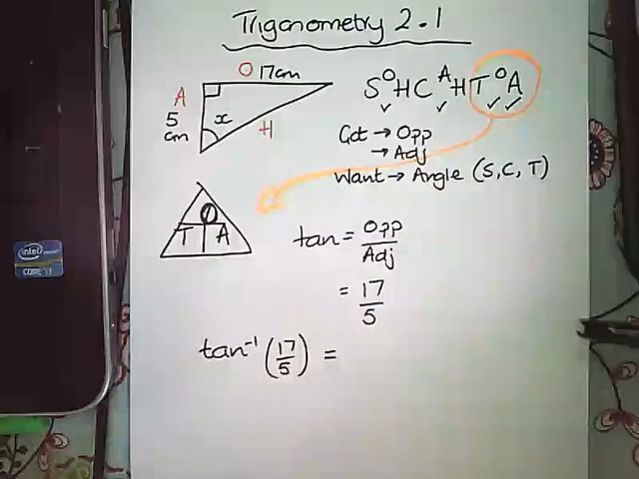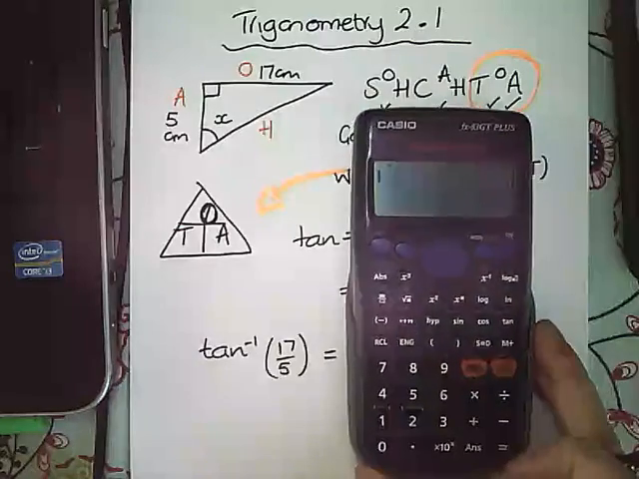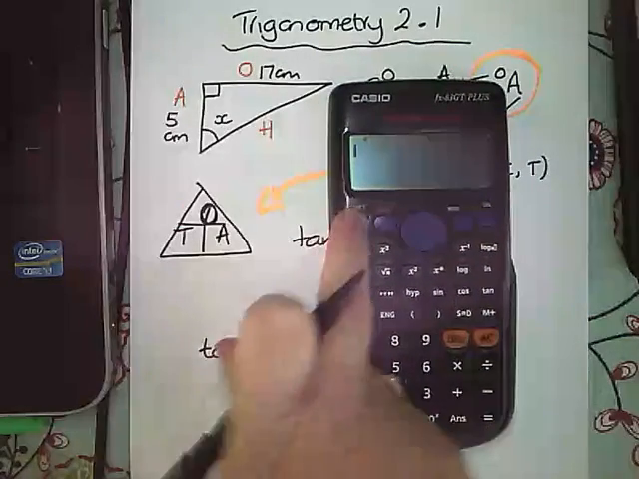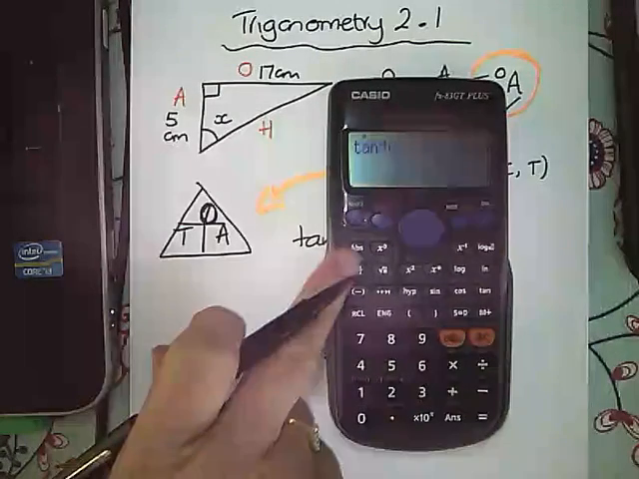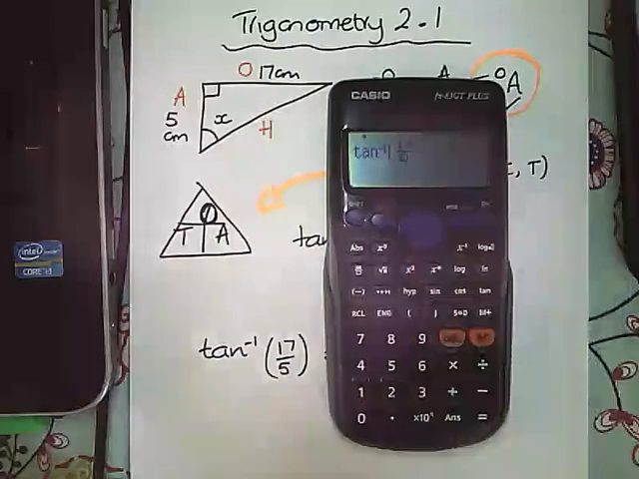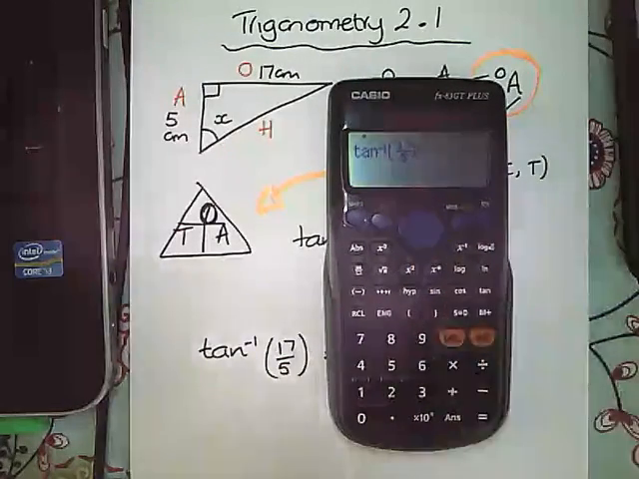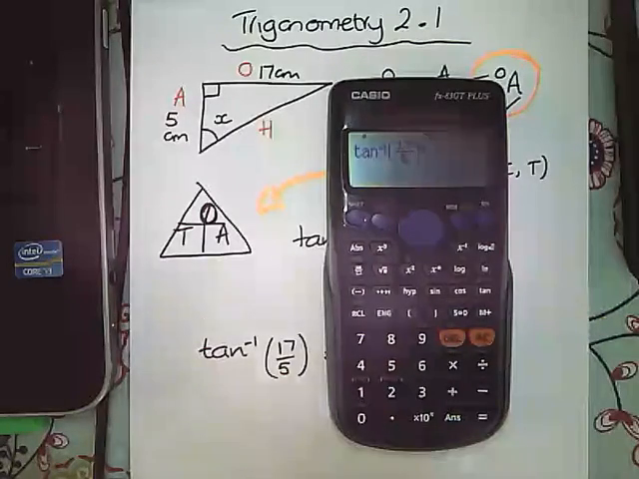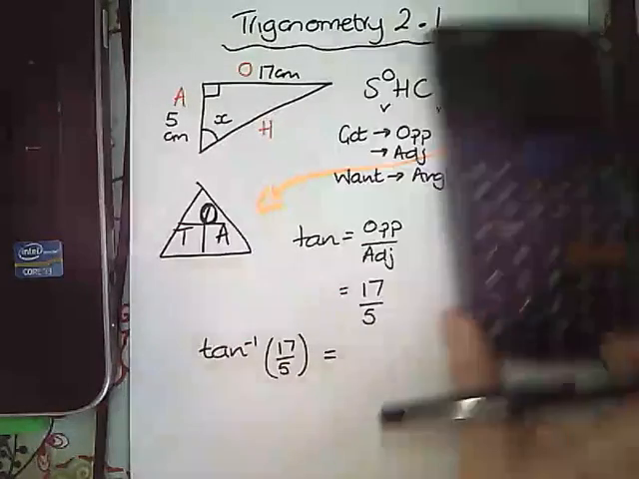So if I look at it on here, okay, so shift tan, which gives me tan to the -1, my fraction button, 17 on the top, come down to the bottom, 5 on the bottom, come out of it and close the bracket, tan to the -1, 17 over 5, press the equal sign, and that tells me that it is 73.6 degrees.